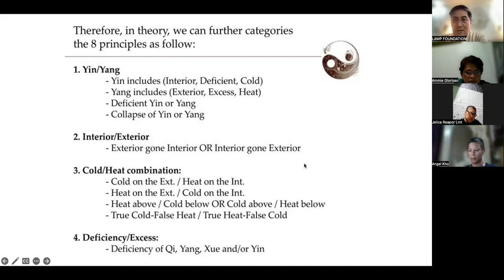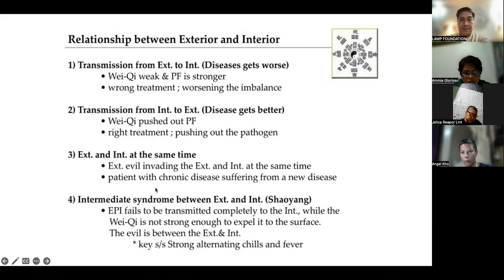Okay. I'm sure meron yan sa ating mga questions. Okay. So yung true cold, malalaman mo. Okay. So there's always a combination. Or we have deficiency and excess. Okay. Deficiency of qi, deficiency of yang, deficiency of blood, deficiency of yin. Okay. So, relationship between exterior and interior.